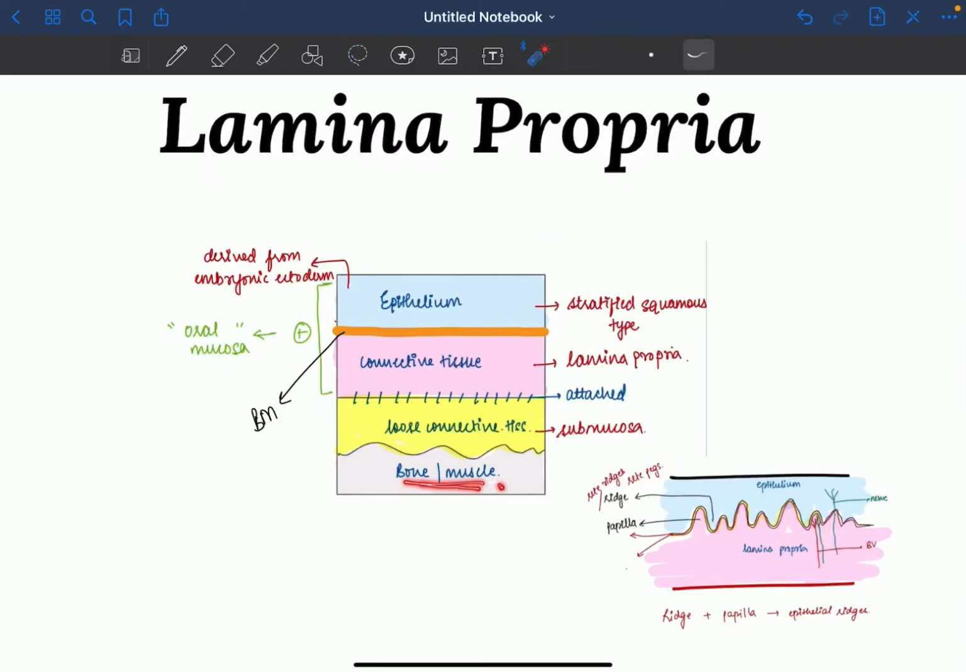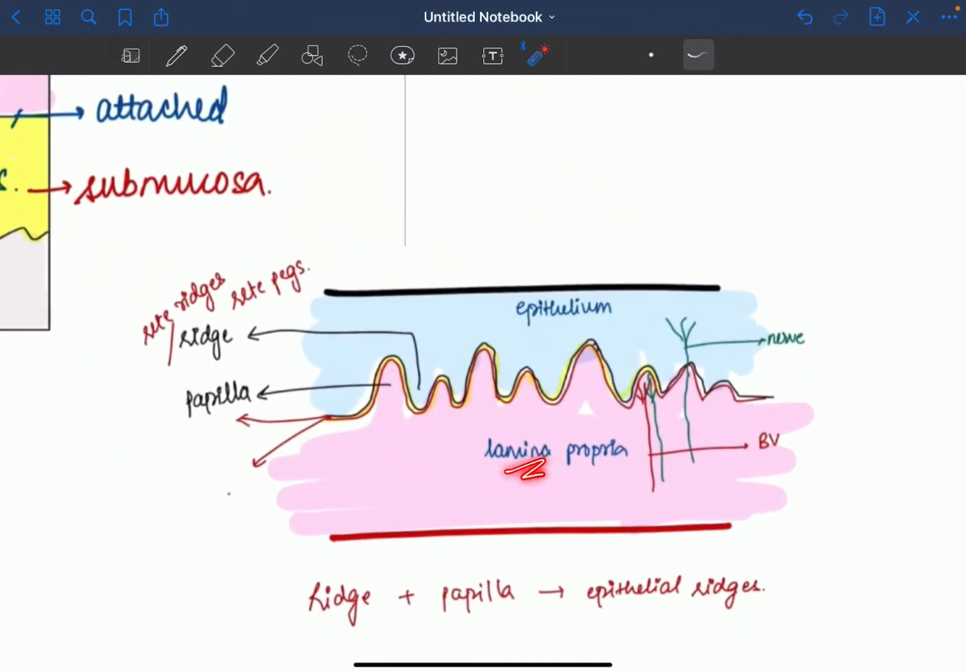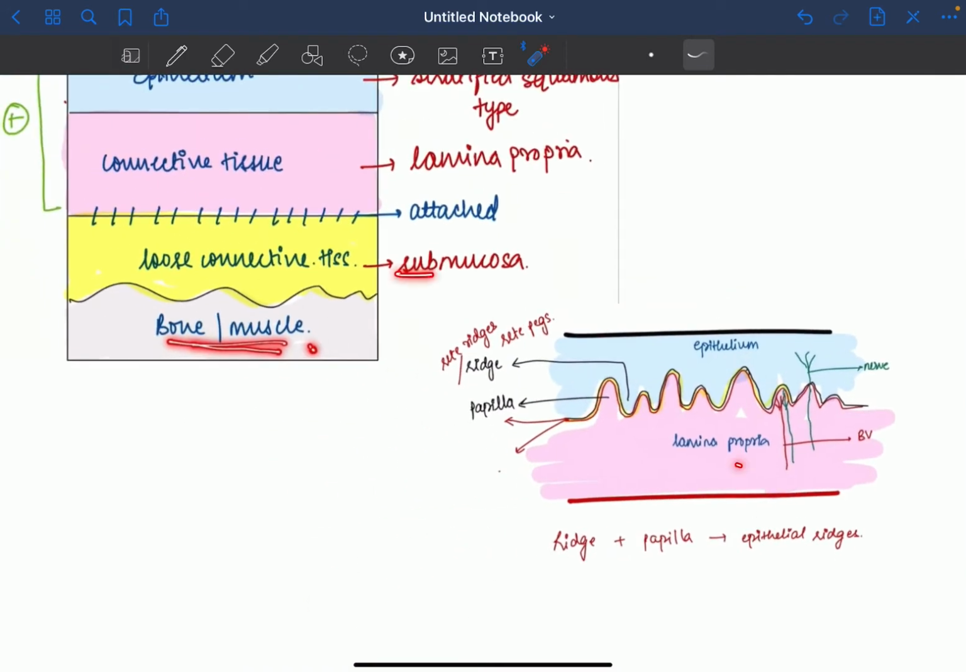So far you have studied the classification of oral mucous membrane, the basement membrane we have studied in detail, and now we have come to the lamina propria. Just a recall, this is the lamina propria, this is the basement membrane, and this is the epithelium. And beneath the lamina propria will come the submucosa, which we'll study in the further part.